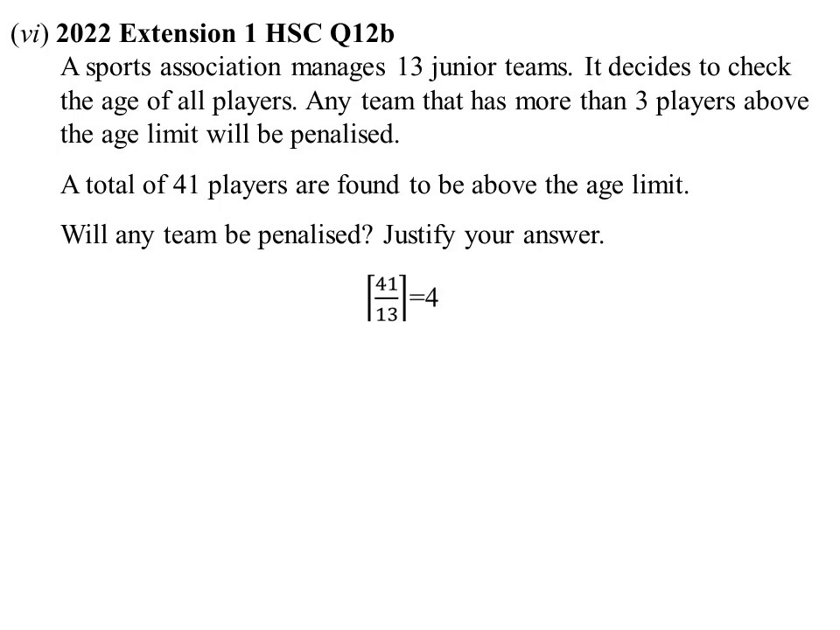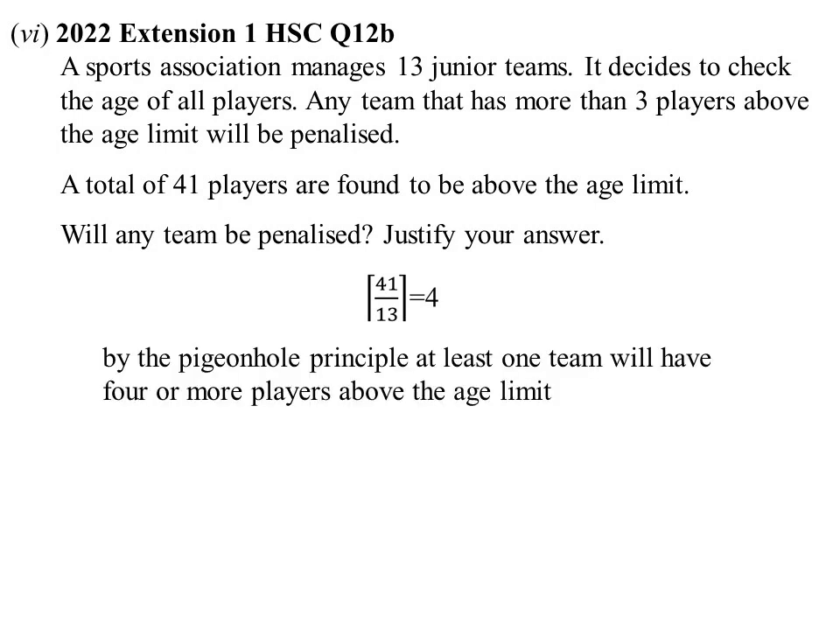Okay, well, 41 into 13 holes, because we think each team is going to be a pigeonhole in this case, and we're placing these illegal players into the appropriate holes. If there is a hole that has, what was the rule? If a team has more than 3 players, they're going to get penalised, so that has to equal 4. By the pigeonhole principle, one team will end up having 4. The ceiling function of 41 on 13 is indeed 4. There will be a team that gets penalised.